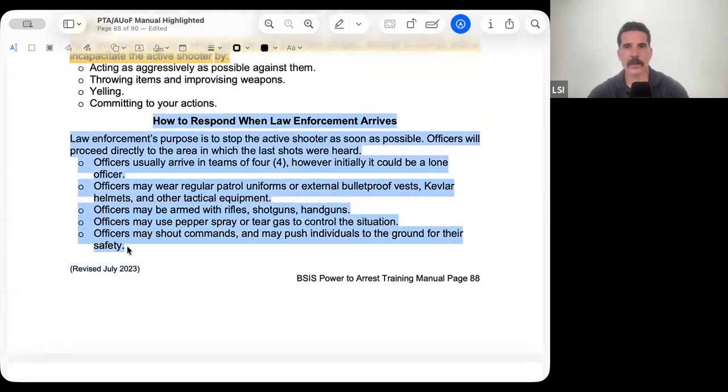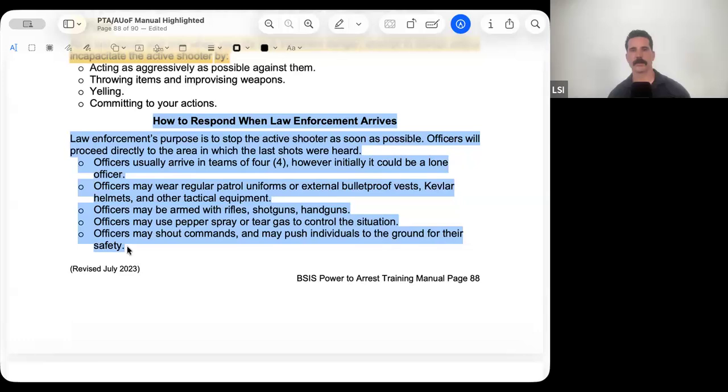And then how to respond when law enforcement arrives. Law enforcement's purpose is to stop the active shooter as soon as possible. Officers will proceed directly to the area in which the last shots were heard. Though officers usually arrive in teams of four, however, initially it could be a single officer.